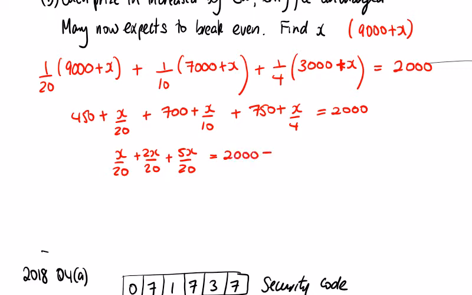Take away, it was 1,900, wasn't it? 1,900. So we have 8X over 20 is equal to 100. 8X is equal to 20 by 100, which is 2,000. So X would have to be 2,000 divided by 8, which is 250 euros.